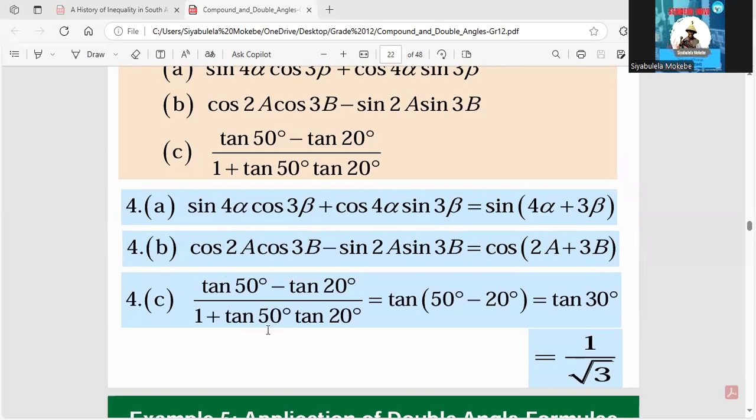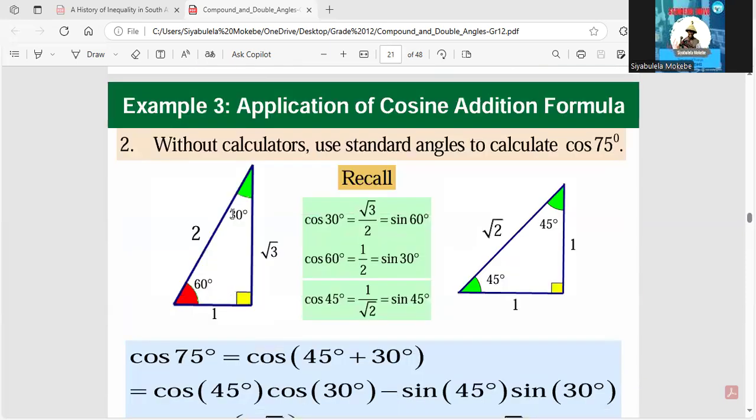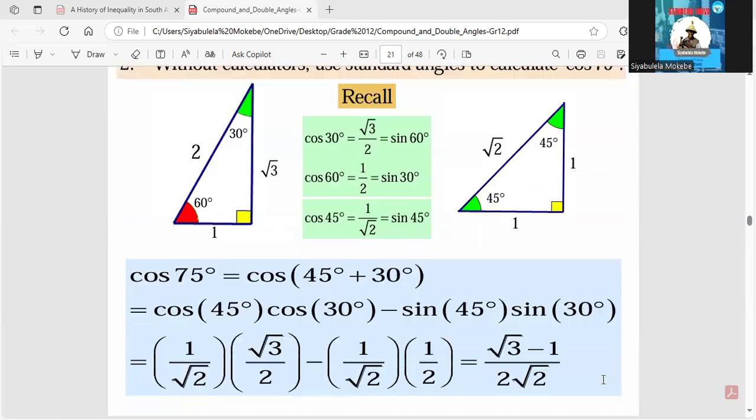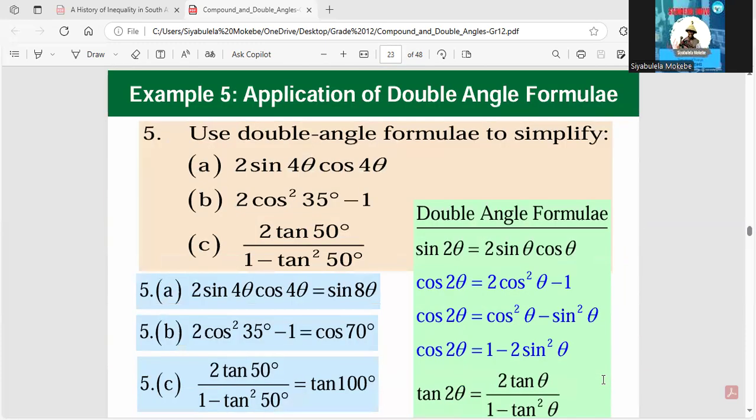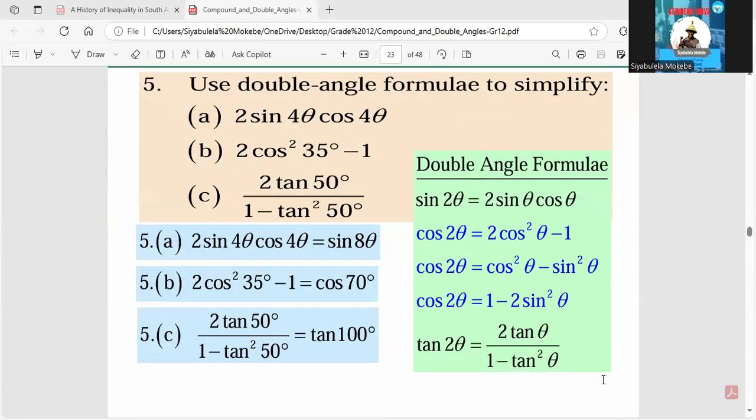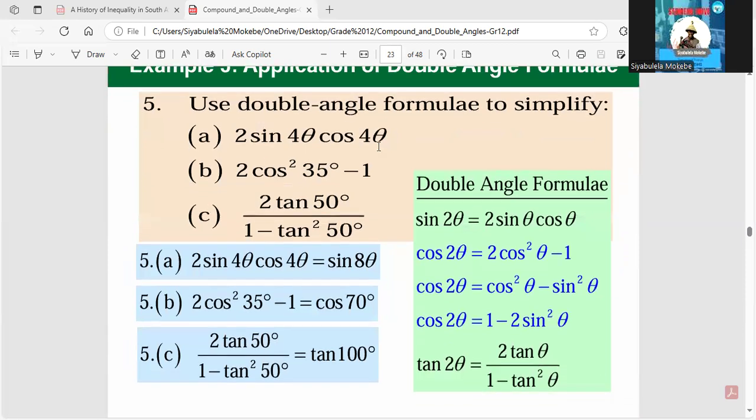And C gives us tan (50 minus 30 minus 20), which is tan 30. And tan 30 is equal to 1 over root 3. That is according to these diagrams, so it's opposite over adjacent, 1 over root 3. Okay, let's now use the double angle formula to simplify this.